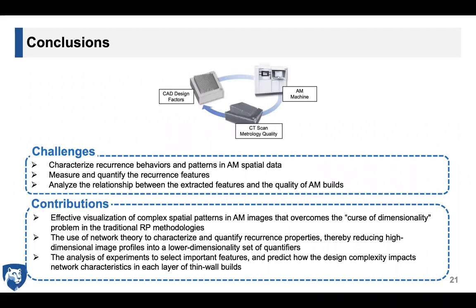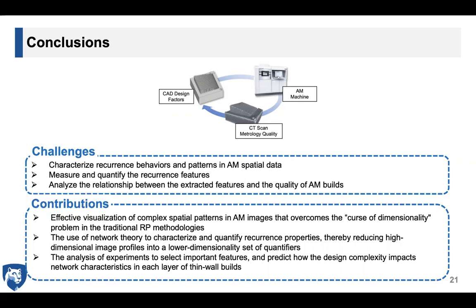The first one is we need to characterize recurrence behaviors and patterns in AM spatial data. Then the second one is we need to think about how we can measure and quantify the recurrence features from the recurrence analysis. And then at the end, we want to analyze the relationship between extracted features and the quality of AM builds.